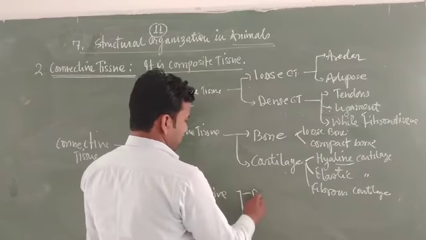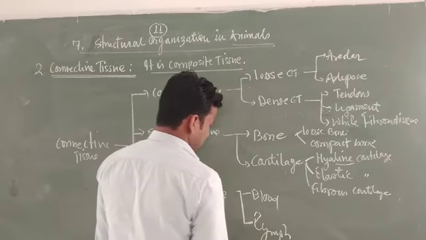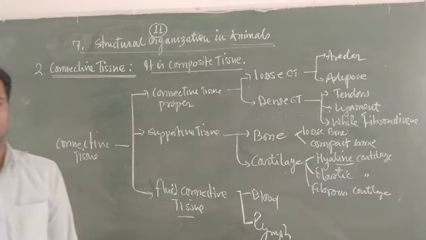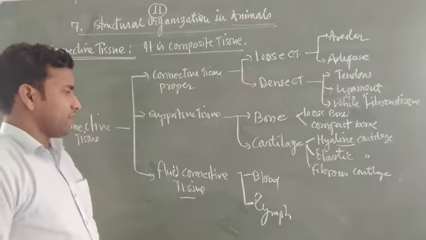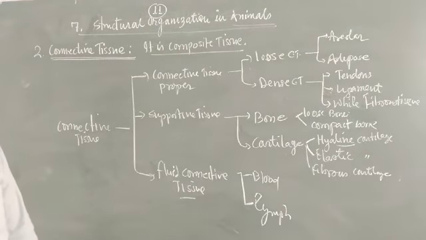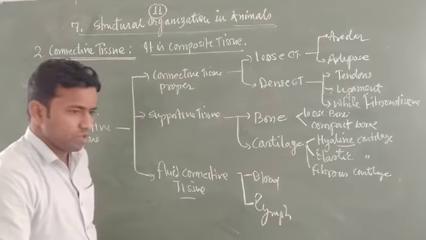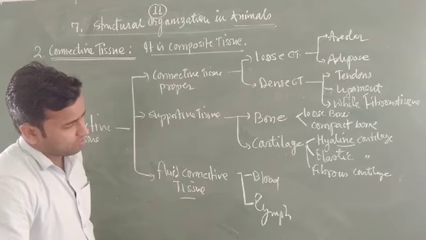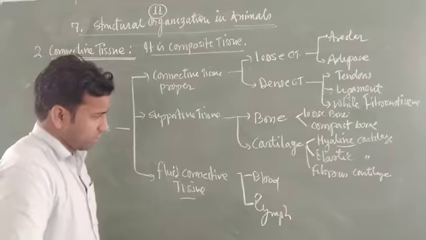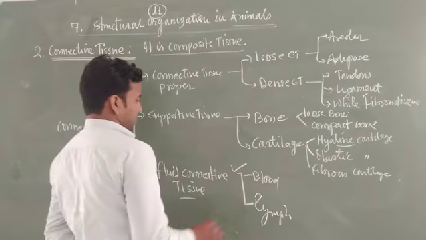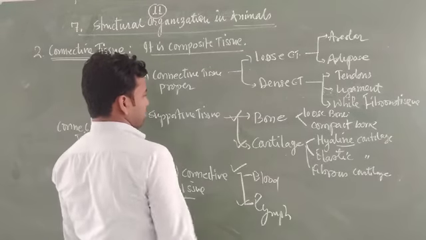Fluid connective tissue is of two types. First is blood and second is lymph. You know the basic composition of blood and lymph, how blood is categorized, and the different parts of blood, that is RBC, WBC, plasma and platelets, and what functions they perform. All the details of blood and lymph are not discussed this time, because a chapter in class 11th already gives them in detail. Lymph is given in detail, bone also, cartilage also.